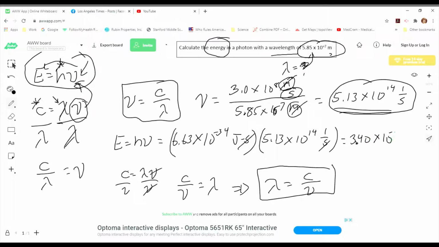times 10 to the minus 19 joules. And that is your answer right there.